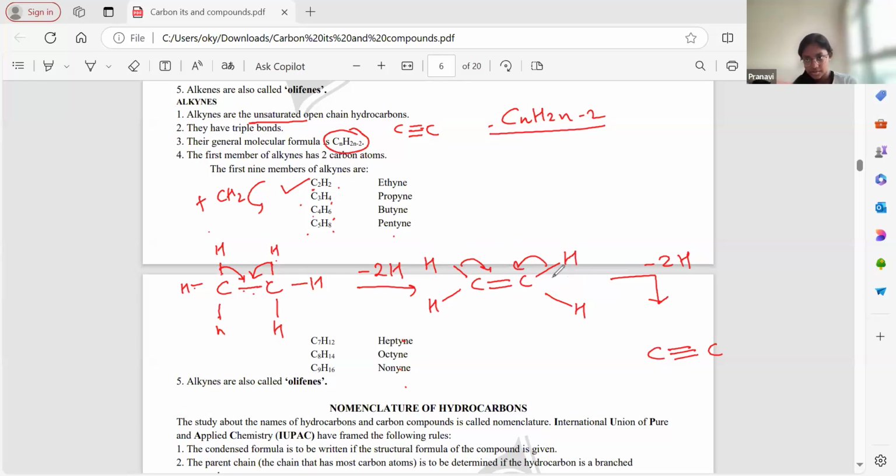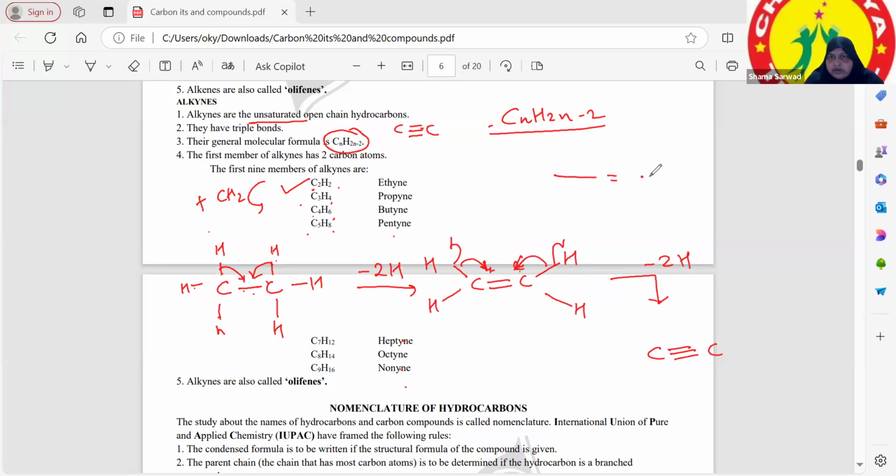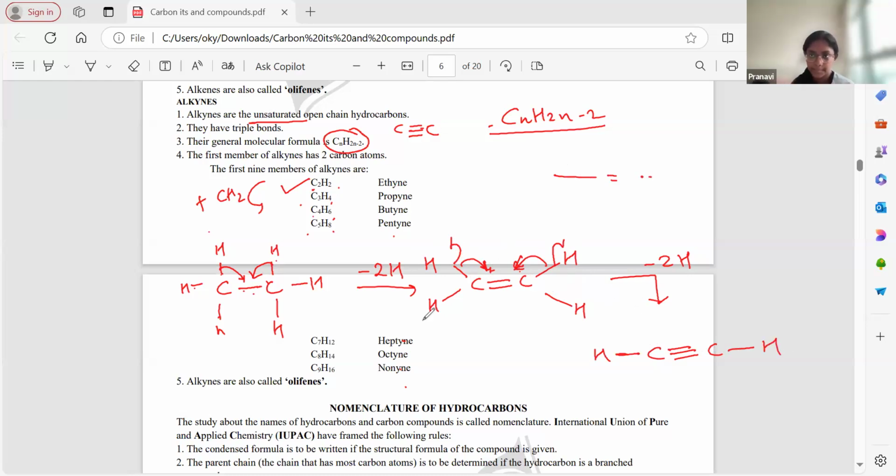Is this understood? A bond has two electrons. Now 1 electron will come here, 1 electron will come here, and another electron will go with hydrogen. So 1 electron from here and 1 electron from here will form the new bond. For formation of a single bond, what is required? 2 electrons. Here will be hydrogen and here also hydrogen.